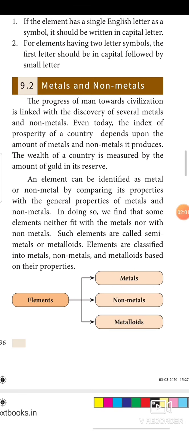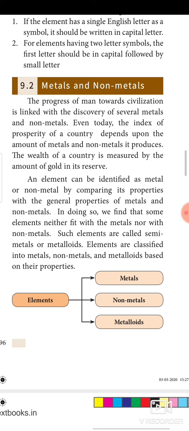So the progress of man towards civilization is linked with the discovery of several metals and non-metals. See, we can classify the history of mankind as Stone Age and Metal Age. The Metal Age can be further classified as Bronze Age, which is followed by Iron Age. If you see the history, civilization gradually grew based on the invention of some metals.